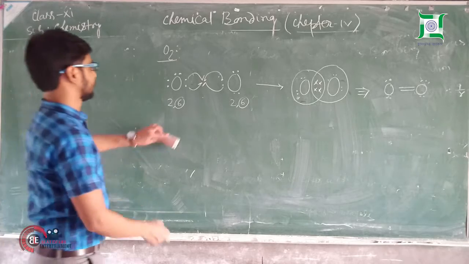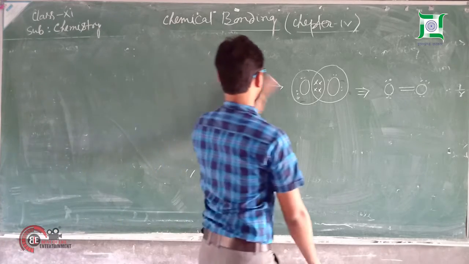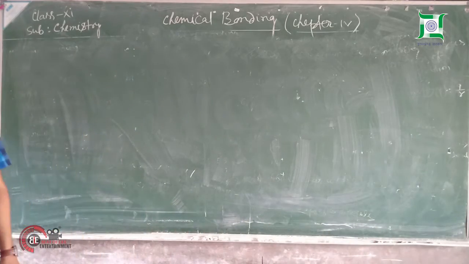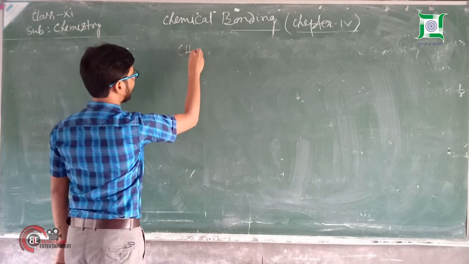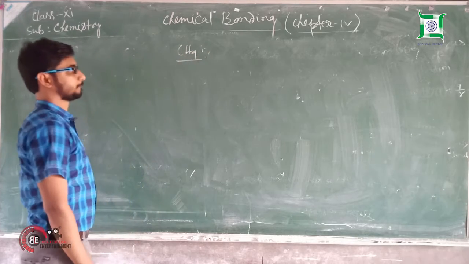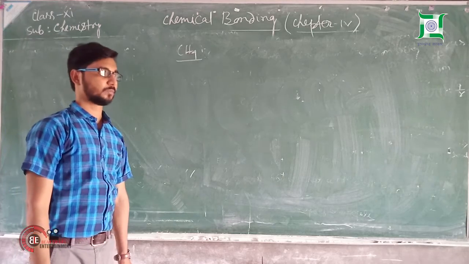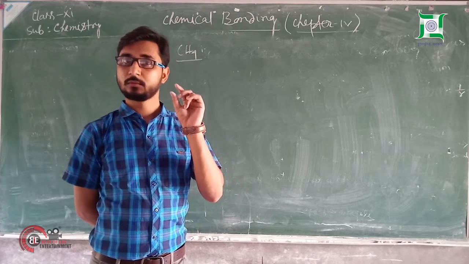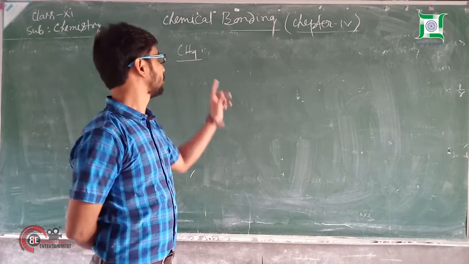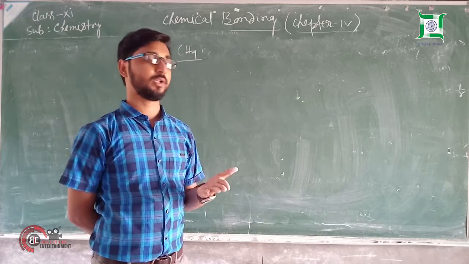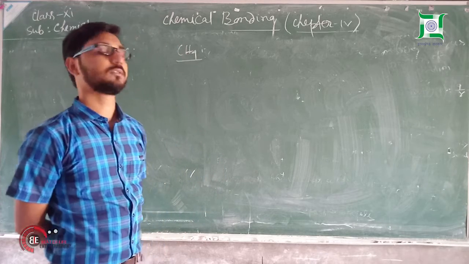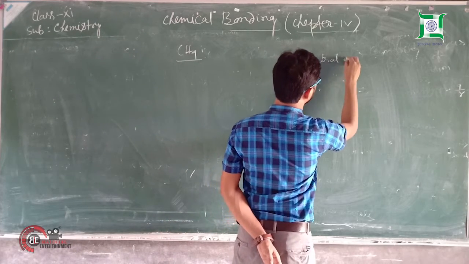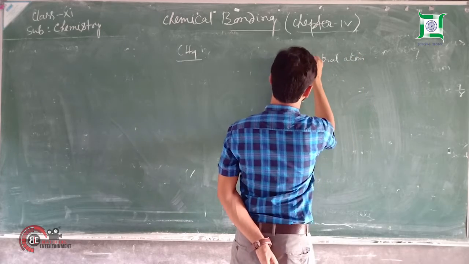Next, let us see CH4. Next, see the Lewis dot structure of CH4. Remember one important thing. During the drawing of a Lewis dot structure of a covalent molecule, first you have to consider the central atom. Which one is central atom?